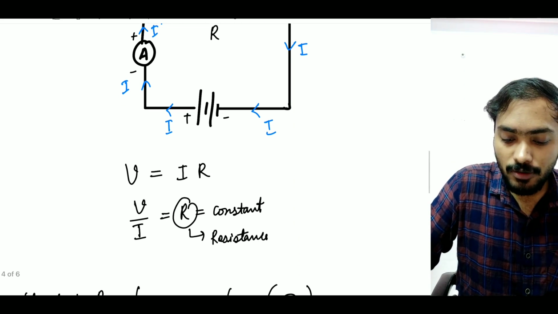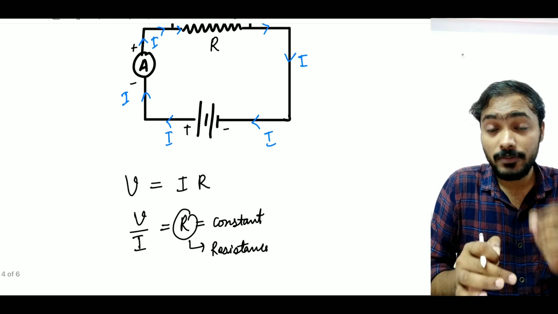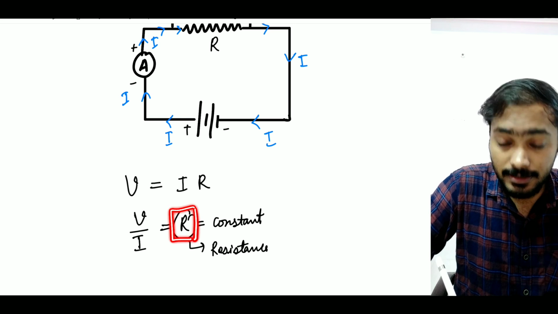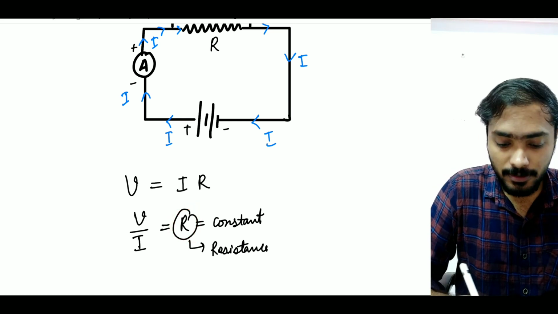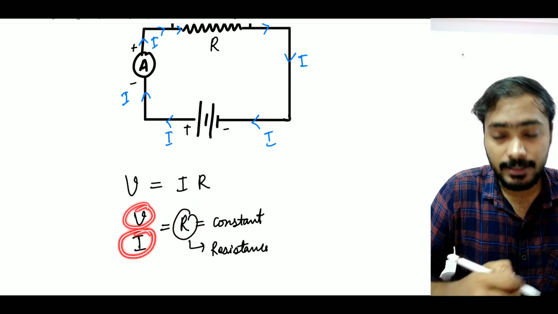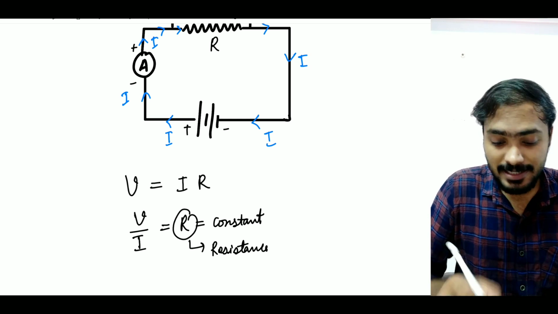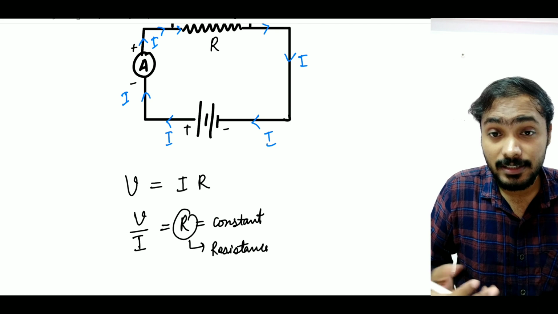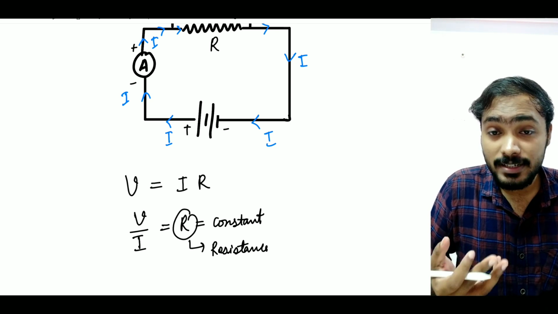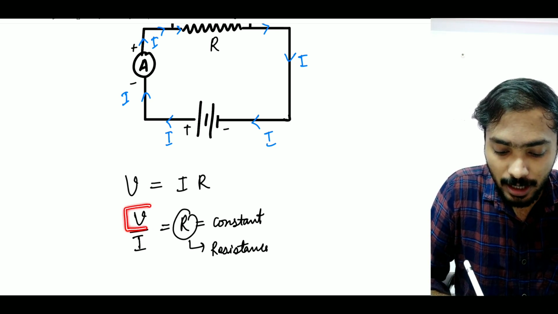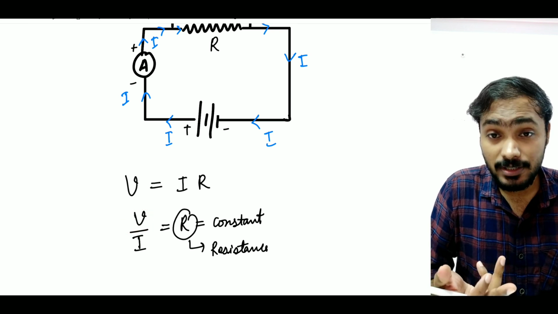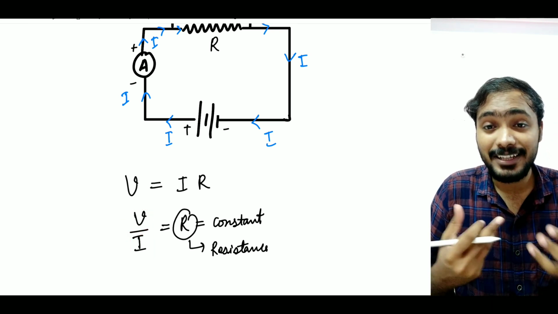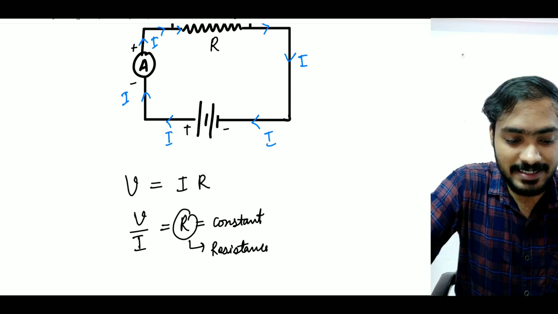Now one very important point you have to understand is that the value of resistance does not depend upon the potential or the current. Why am I saying that? Because, like I said, the ratio of V upon I is a constant. When I say constant, that means no matter how large my potential is, the current will also become large and nullify the effect.